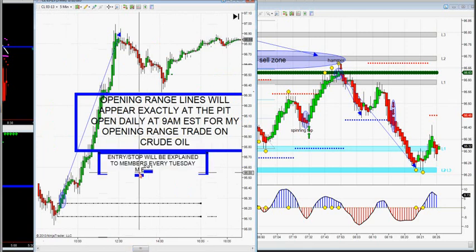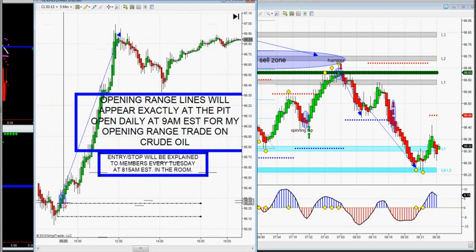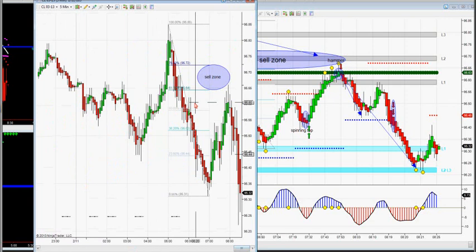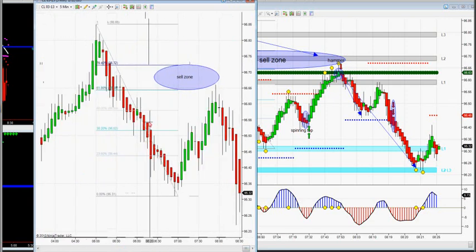The entry, here we go. Here's a little bit about it. The entry and stop will be explained tomorrow at 8:15 for you members. But you can see the opening range has a lot of value, and I'm going to go over that trade setup also. Okay. This is my sell zone for my ebook Sell Short.